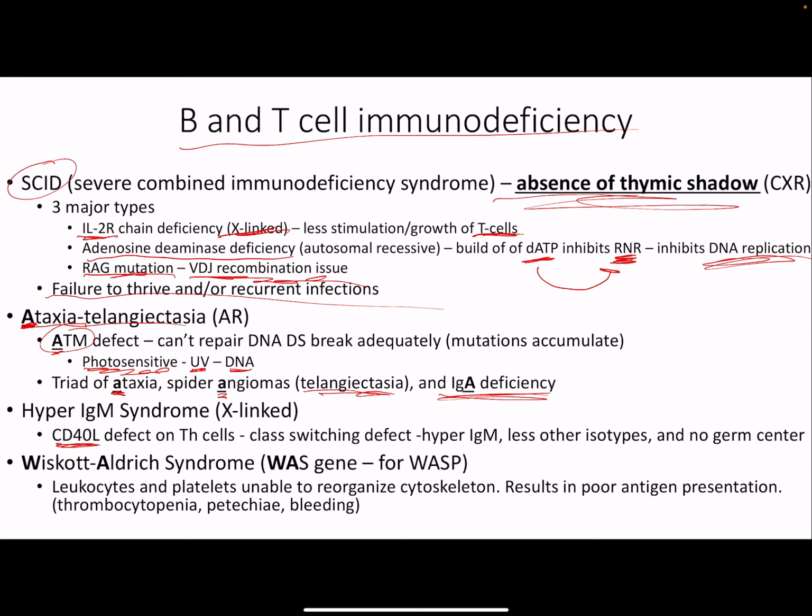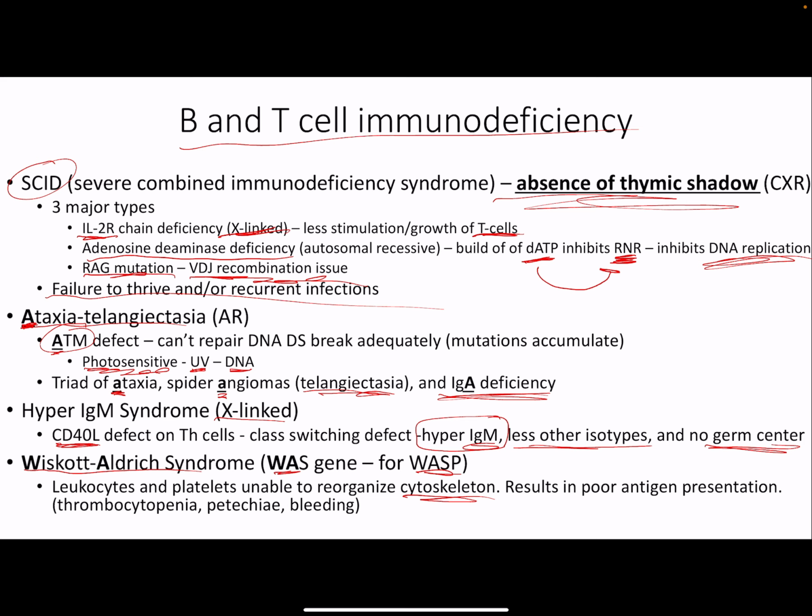So if your default is IgM, and if you have a CD40L defect, the CD40L is on the T cell, and the CD40 is going to be on the B cell. You cannot make the other isotypes, which means you have a ton of IgM by default. And you're not going to have really germinal centers because you have a hard time powering up your B cells with the T cells. This is X-linked, and then Wiskott-Aldrich syndrome. If you guys remember from molecular cell biology from undergrad, the WASP gene codes for a protein called WASP, which just helps rearrange the actin component, the actin microfilaments.